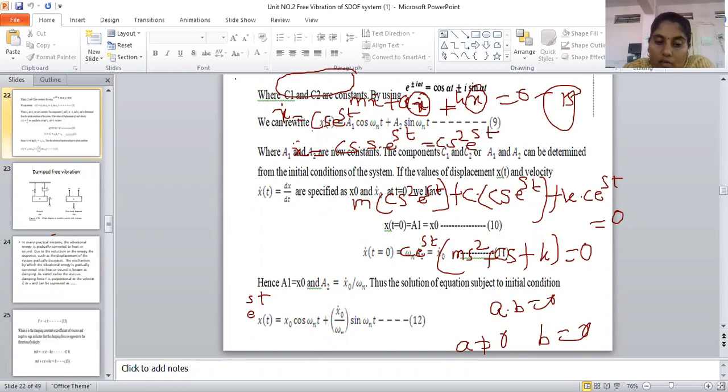So from this equation, c into e raised to st has constant values, c and s, these two are constants. We have to calculate the values of c and s, so it will not be equal to 0. Which means the second term will be equal to 0. So we can put directly ms square plus cs plus k equal to 0. I hope all of you have understood up to this.